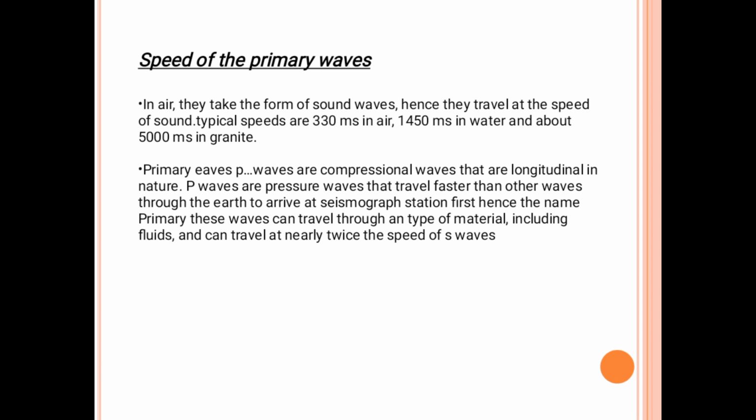Primary waves are compressional waves that are longitudinal in nature. Primary waves are pressure waves that travel faster than other waves through the earth to arrive at the seismograph station first, hence the name primary. These waves can travel through any type of material, including fluids, and can travel at nearly twice the speed of secondary waves.